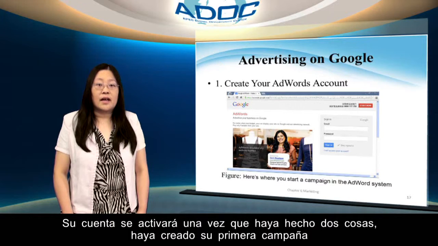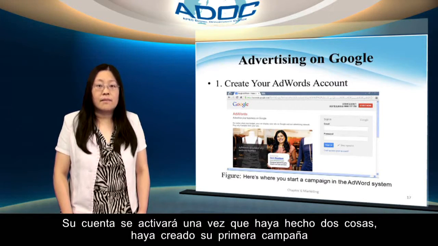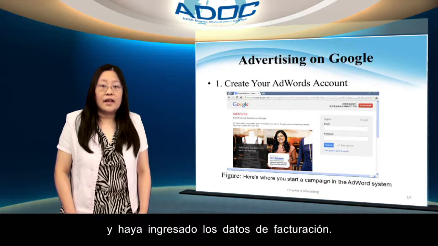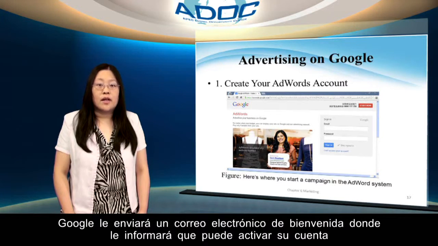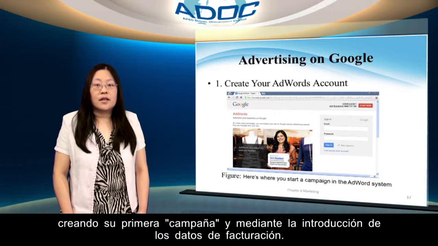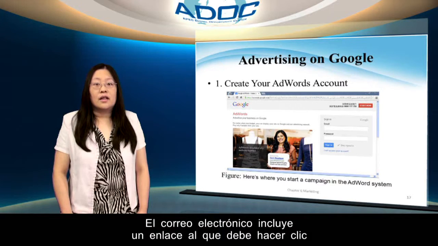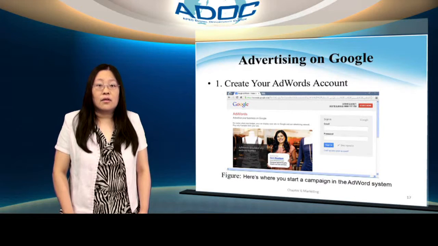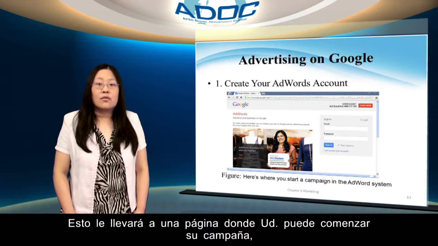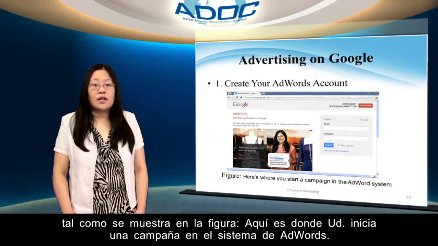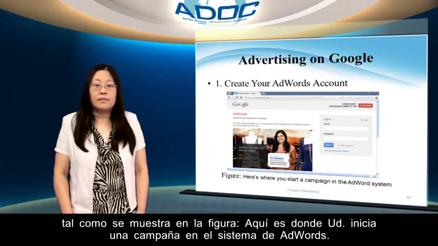Your account will be activated once you have done two things: create your first campaign and enter your billing information. Google will send you a welcome email. You can activate your account by creating your first campaign and by entering your billing information. The email includes a link you should click, http://adwords.google.com. This takes you to a page where you can begin your campaign. As shown in the figure, here's where you start a campaign in the AdWords system.